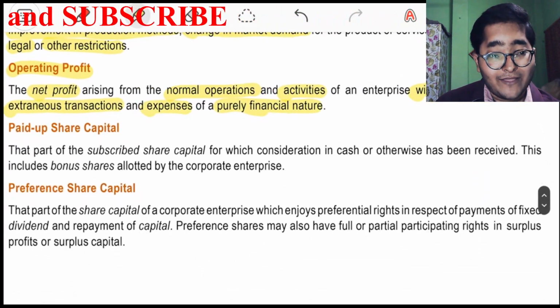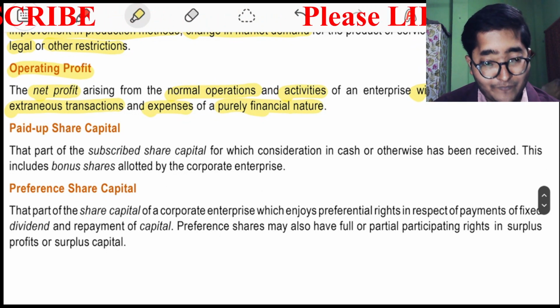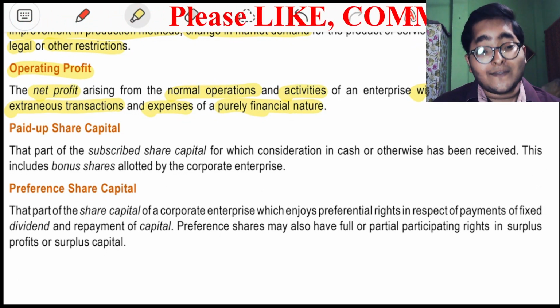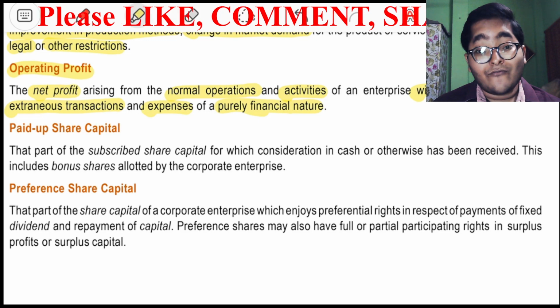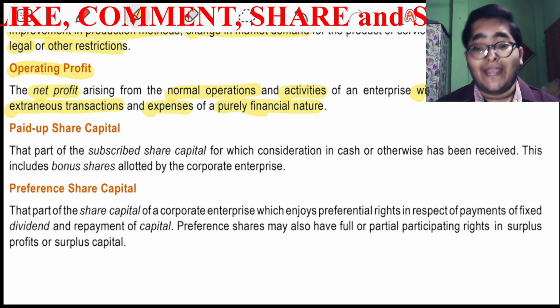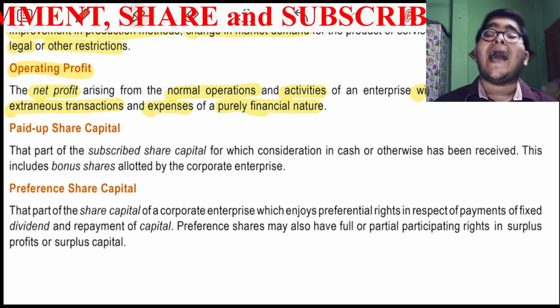Our next topic, paid up share capital. The part of the subscribed share capital for which consideration in cash or otherwise has been received.